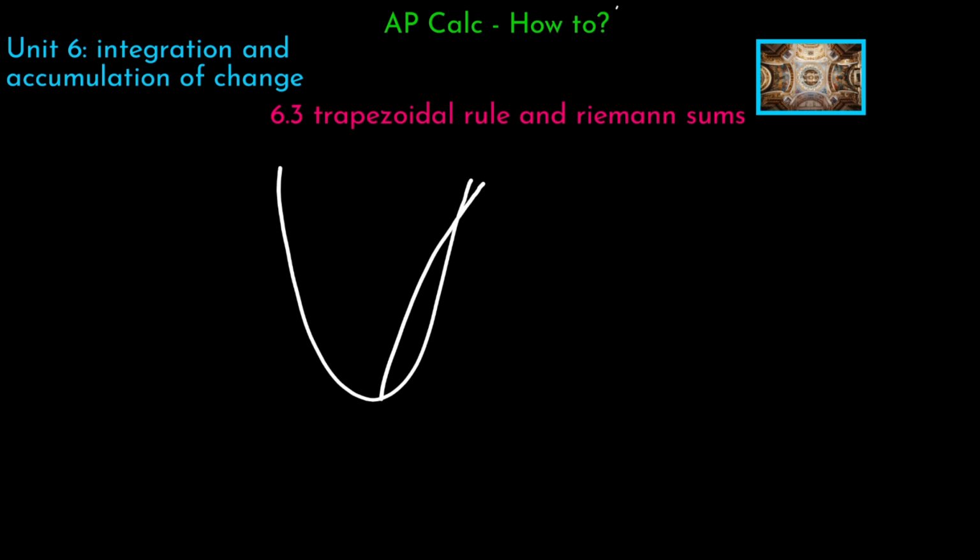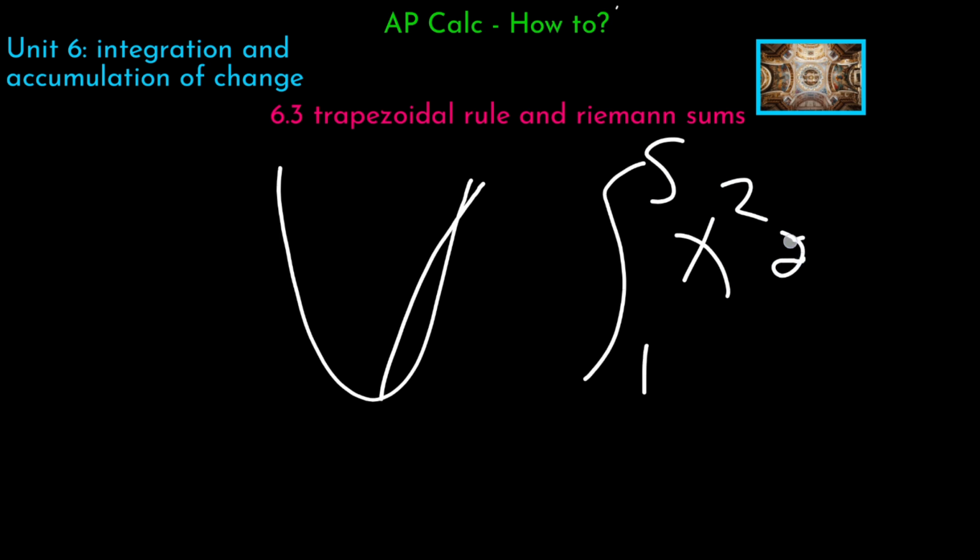Example number 3. Limit of the Riemann sum. Let's write a Riemann sum that estimates the integral from 1 to 5 of x squared dx with n rectangles and right endpoints.